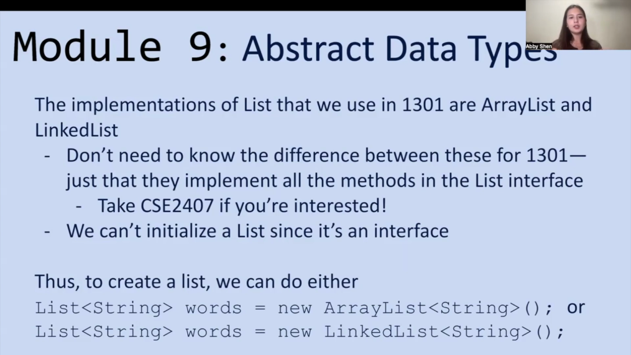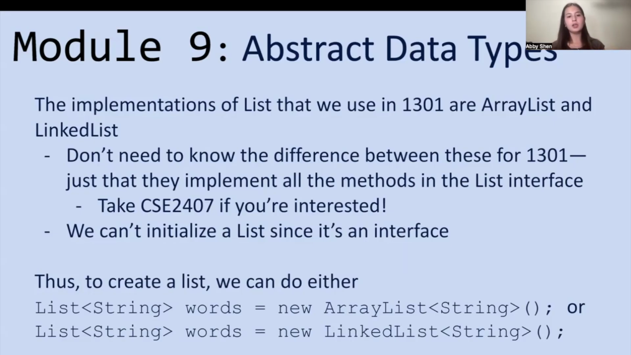So we can't initialize a list. We can declare a list, but we can't initialize a list since it's an interface. Therefore, if we want to create a list, we can either say List<String> words equals new ArrayList<String>, or List<String> words equals new LinkedList<String>. You can see there that we have the data type in the angle brackets, but you actually don't need that second string in the array list or linked list part.